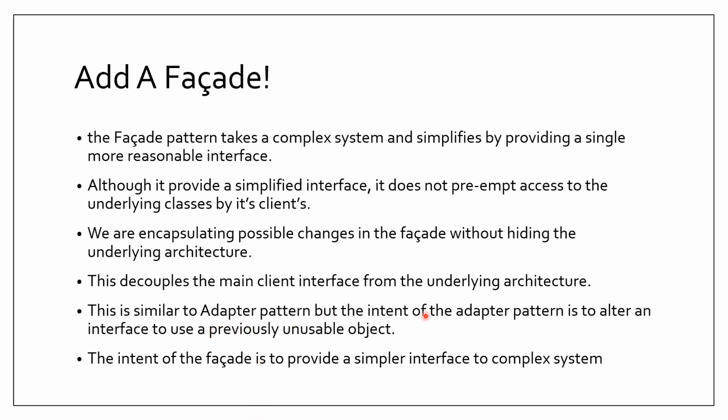The intent of the adapter pattern is to alter an interface to use something that was previously unusable. So the intent of the adapter pattern is to, in a way, be a communicator or a translator between two objects that don't work together. In the facade, it's not that we have two objects that don't work together, it's that we have a really complicated system underneath and we want to simplify it. So the adapter translates between two objects and the facade simplifies between one object and a complex set of objects. I hope that was clear.